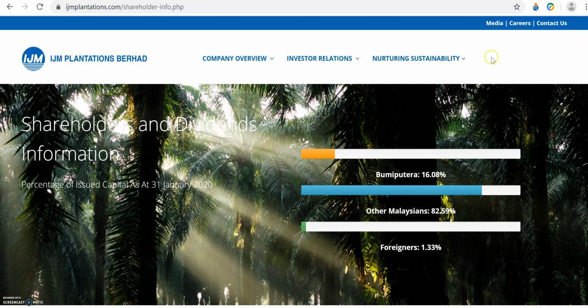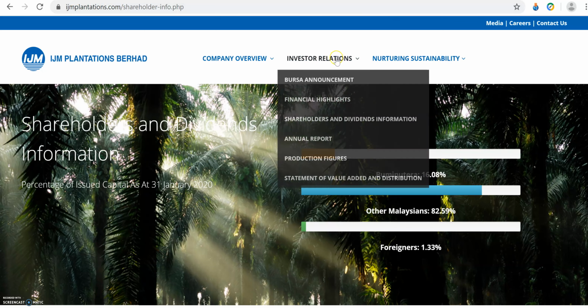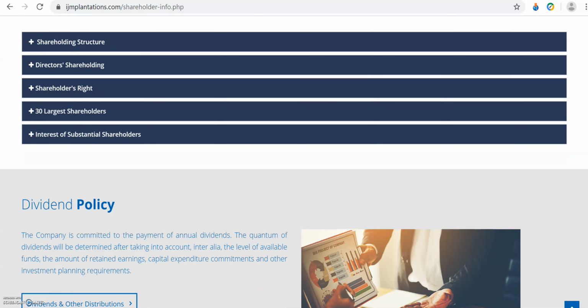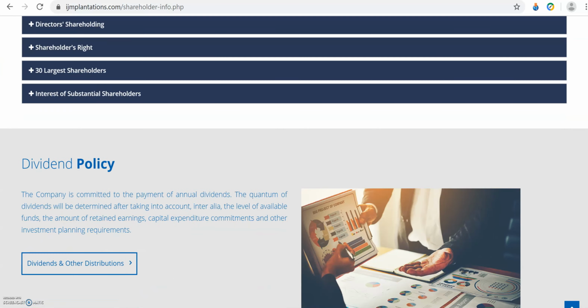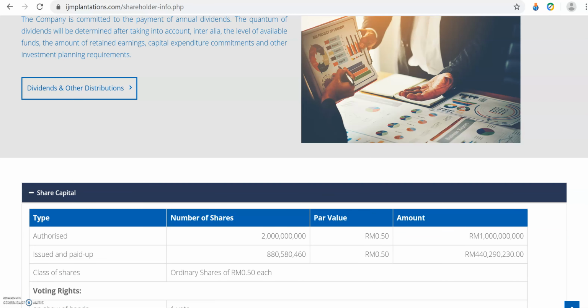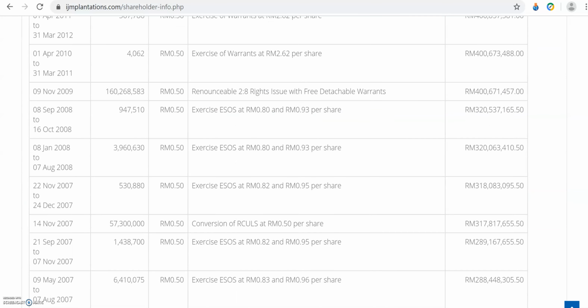Now if you go to IGM Plantation, have a look at investor relations. We look under the shareholders and dividend information. This is where all the information on the shareholders is given. This is the page we are at. I would like you to look at their share capital. The next topic we're going to look at is share capital, but before we go there, can we look at their history of share capital?